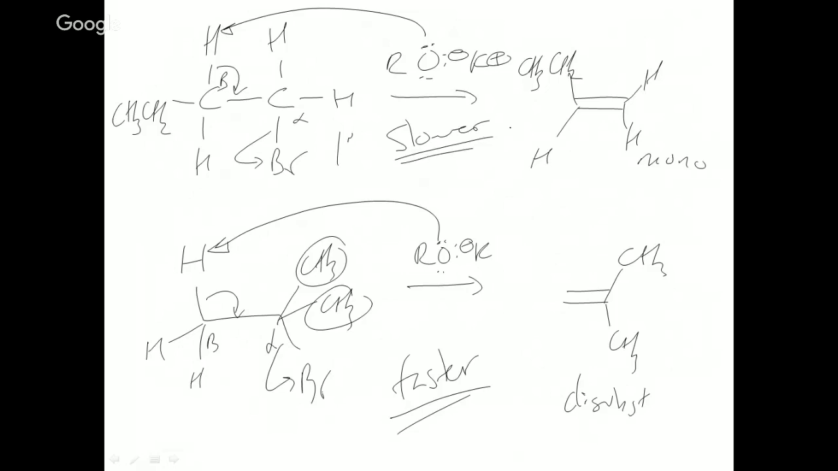Okay, so E2 review: second order, one step, concerted, increasing RX substitution, tertiary fastest, better leaving group faster, strong bases, polar aprotic solvents, and the stability of the alkene, or the transition state rather, is going to impact that. Okay, so what if there are multiple elimination products possible?